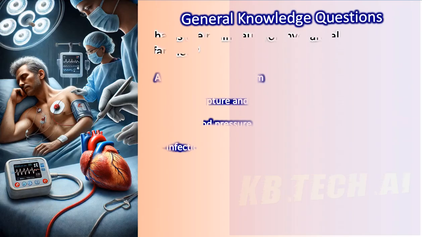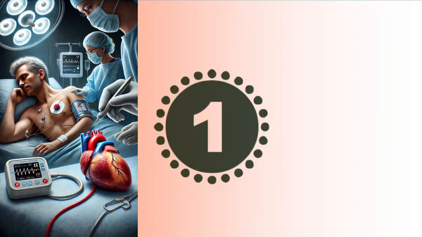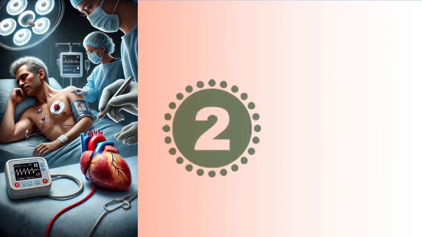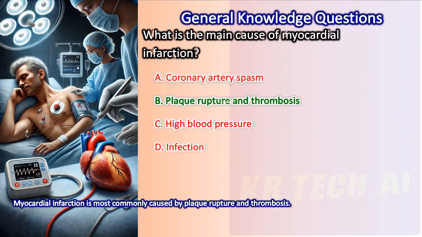Statins. What is the main cause of myocardial infarction? Option 1. Coronary artery spasm. Option 2. Plaque rupture and thrombosis. Option 3. High blood pressure. Option 4. Infection. The answer is option 2.